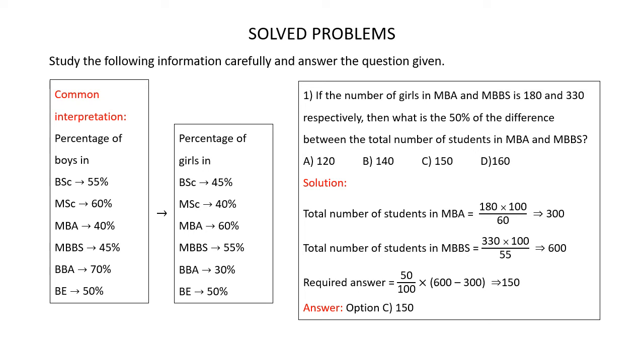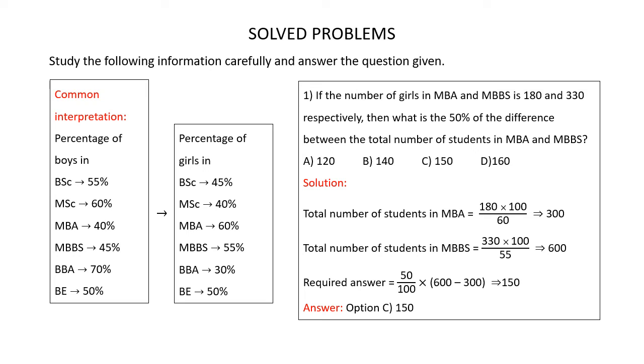Now it's given that the number of girls in MBA is 180. From common interpretation, we know that the percentage of girls in MBA course is 60%. This means if there are 60 girls in MBA course, then the total number of students in MBA course is 100. So if there are 180 girls in MBA course, then the total number of students in MBA is equal to 180 multiplied by 100 divided by 60, which is 300.